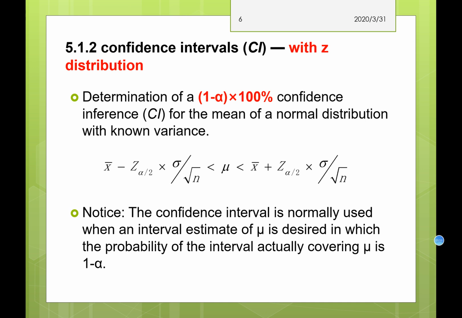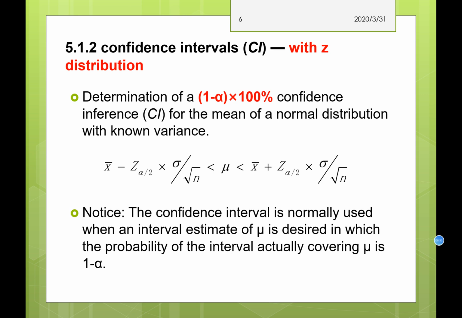And in last class, we also learned a method for estimating the parameter. That is confidence intervals based on Z distribution. We have explained how we get the formula of the confidence interval. Most often, we use the 1 minus alpha confidence interval to estimate the population parameter, for example, the population mean. And we have explained how we get the formula. This formula is based on Z distribution.